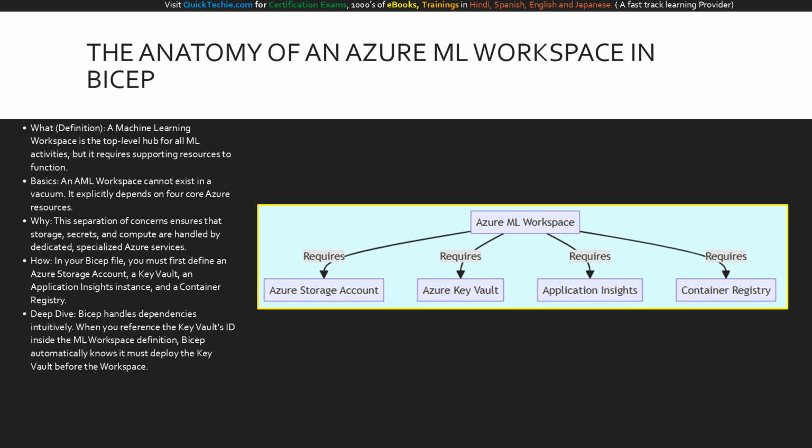The brilliant part of Bicep is how it handles these dependencies. If you pass the ID of your Key Vault to your workspace, Bicep's engine automatically determines the deployment order. You don't have to map it out manually.